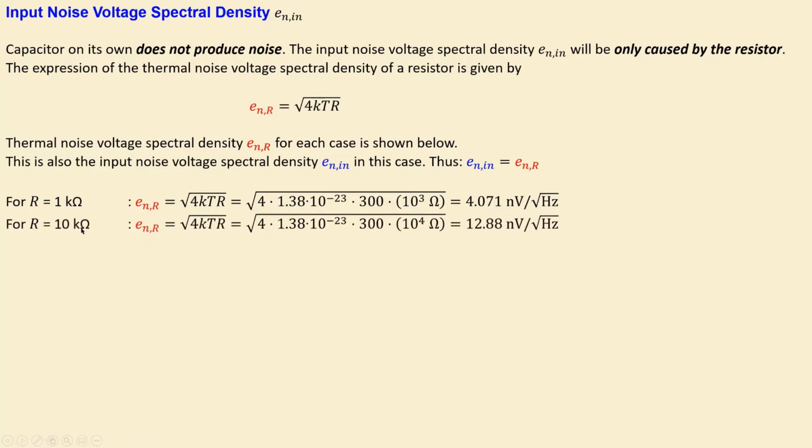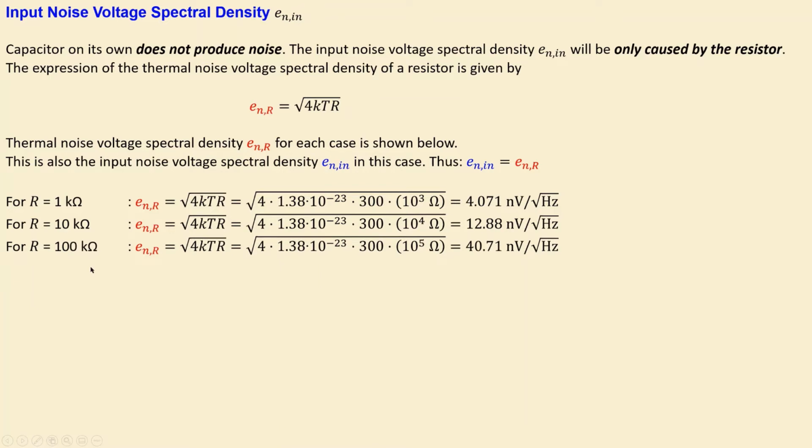If I move on to 10 kilo ohm, I have this expression, which gives 12.88 nanovolts per root hertz. And if I do it for 100 kilo ohm, I have a similar expression. Then of course, substitute for this resistor 100,000 ohms, and I have 40.71 nanovolts per root hertz.